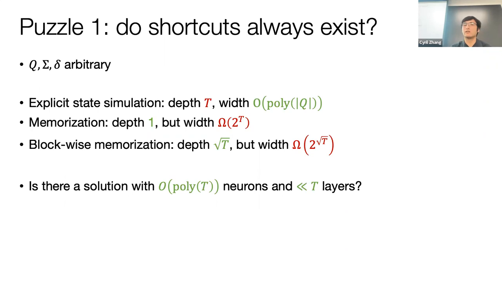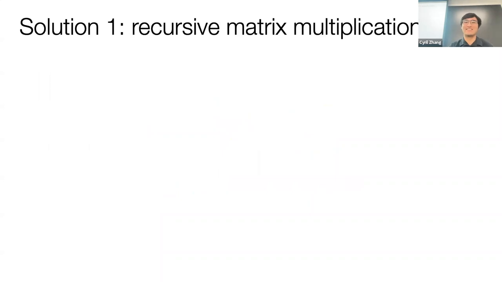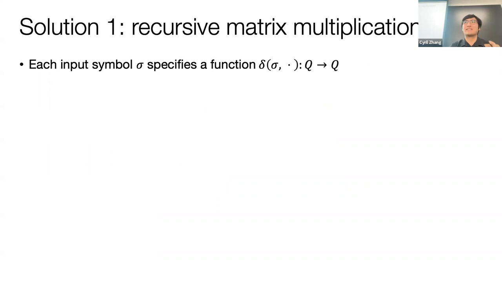Is there a generic solution with a poly T number of gates and much fewer than T layers? Can we think of this as iterated matrix multiplication, or is this not the same thing? Very good, Boaz. The title of the next slide is recursive matrix multiplication. Excellent. Then that means I can skip through this faster.